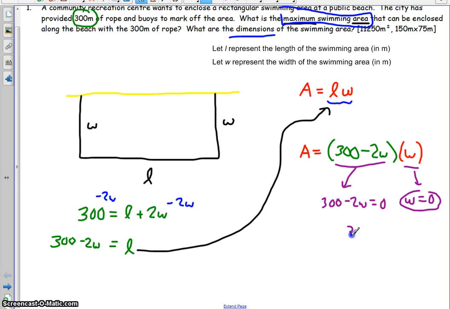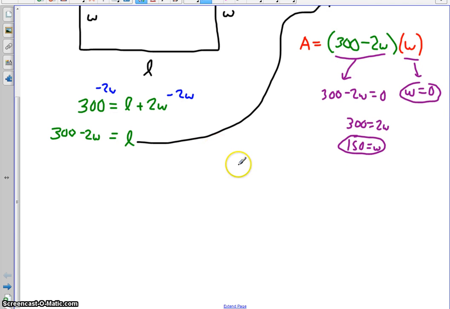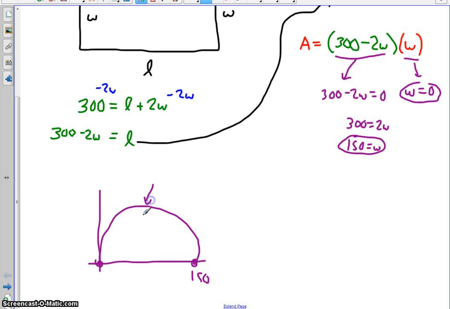Here we have to do a little bit of work, so we get 300 is equal to 2W. So W is going to be equal to 150. Okay, so once you've got those 2 zeros, you're off to the races. So, again, just to give yourself a picture of what's going on here, we have zeros at 0 and 150. Okay, we're looking for a maximum, so we know it opens down. So our maximum area is going to be somewhere here, and we know it's going to happen at the axis of symmetry.